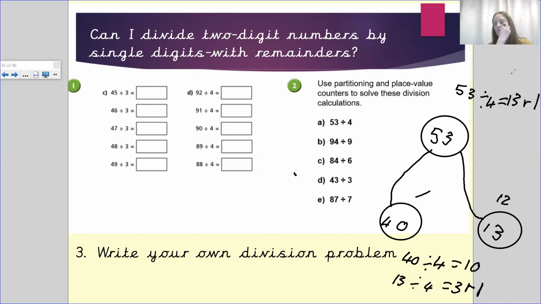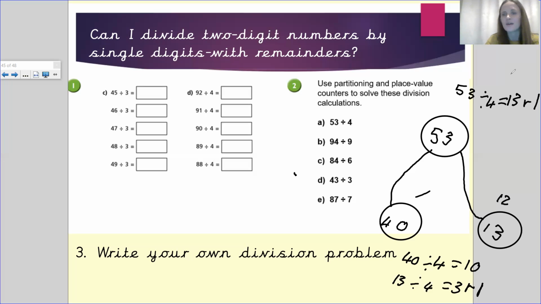And then I could add that up so that 53 divided by 4 will equal 13 with a remainder of 1. So we would break up our number into questions that we did know would be divisible by the number that we've been given. So for example, 94 could be divided by 9. 90 can be divided by 9. 4 can't. So your answer will have a remainder of 4. 84, can you divide that by 6? If you can't, what number can you divide by 6? And then what would the remainder be? 43, can that be divided by 3? And 87, can that be divided by 3?